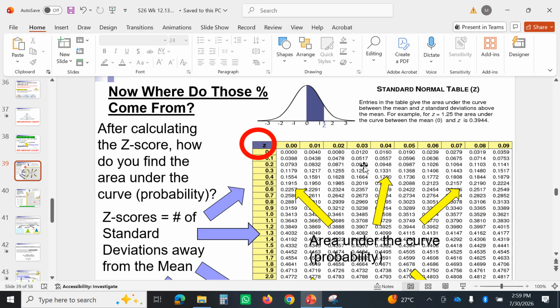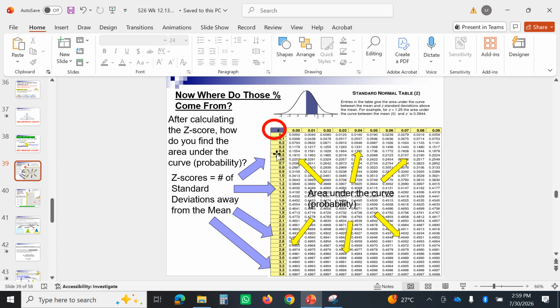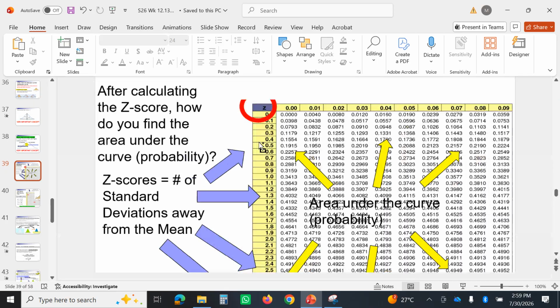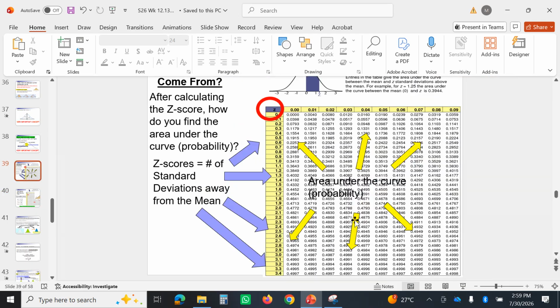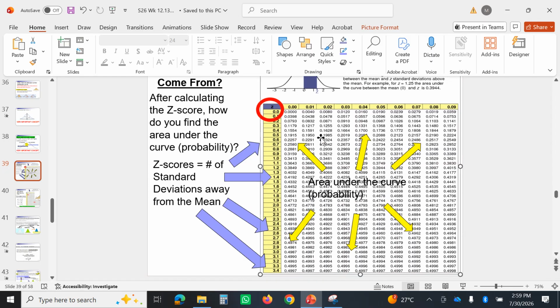Now, your Z values here, there's a little Z, you can see it. These are your Z values, standard deviation values. And then you look for the area under the curve. Sorry for jumping around here. You look for the area under the curve, and you'll notice that these are all percentages. These are all the areas under the curve. And you'll notice the highest value is 0.4998, about 0.5.